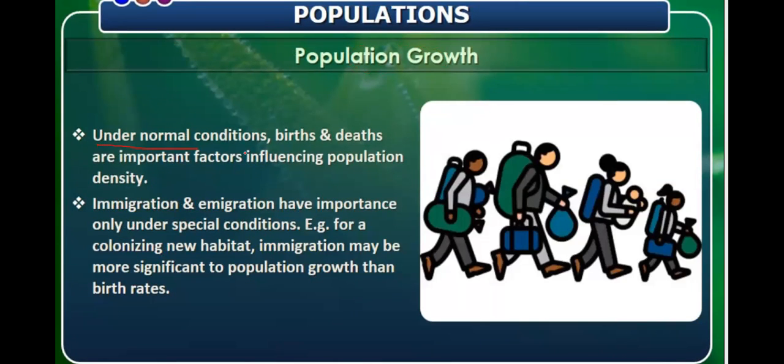Under normal conditions, birth and death rate are the important factors influencing population density. Immigration and emigration have importance only under special conditions. For example, for a colonizing new habitat, immigration may be more significant to population growth than birth rate.